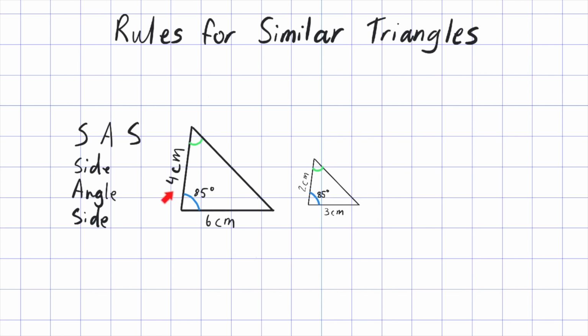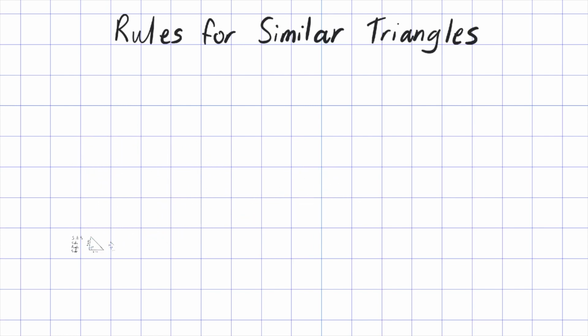So as we can see, 4, when we multiply it by 0.5, we get 2, and 6, if we multiply that by 0.5, we get 3. So these two corresponding sides have the same scale factor and they have an equal angle that joins them. So these two triangles are also similar. So side, angle, side, that works for us as well.